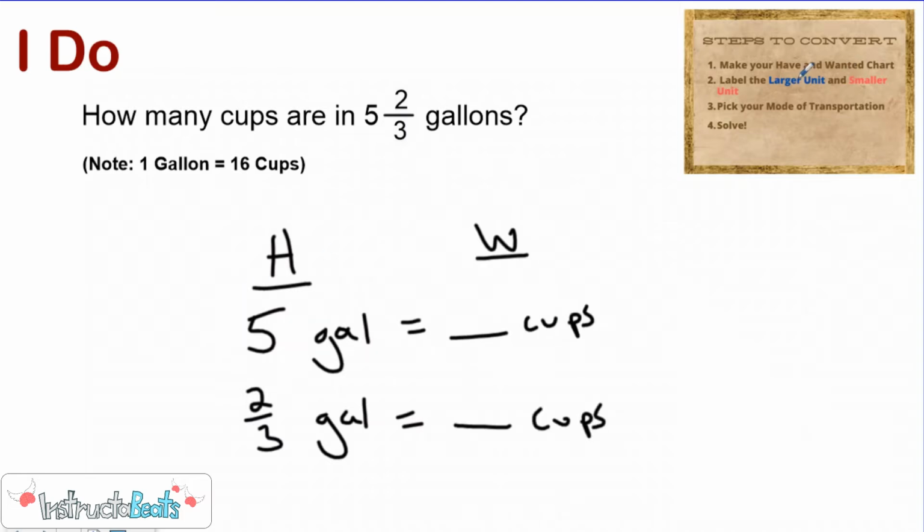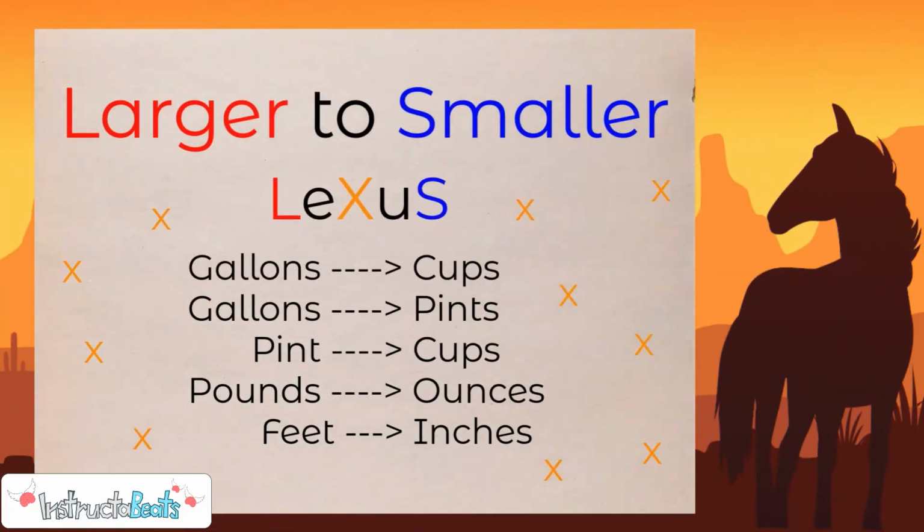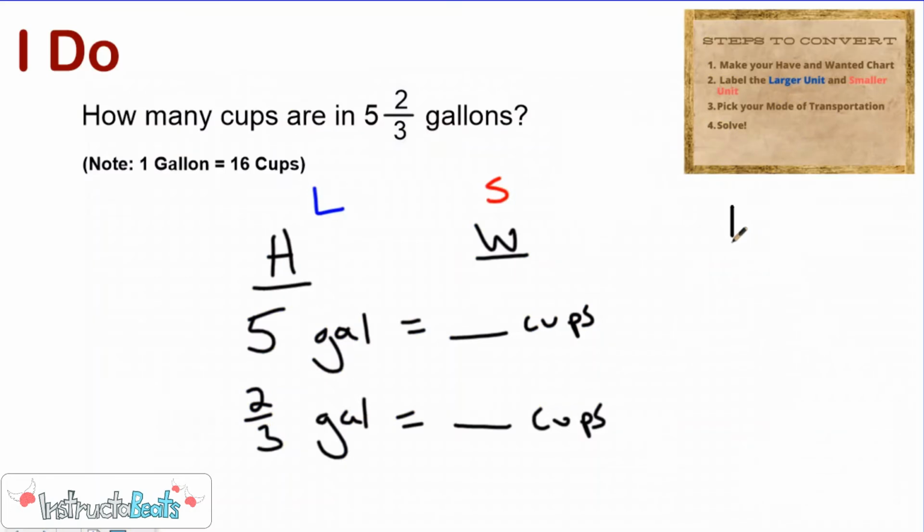So next we want to label our large unit and smaller unit. So 1 gallon would be bigger than 1 cup. So we're starting with our larger unit, and we're trying to turn that into our smaller unit. Larger to smaller means the Lex comes out. So because we're going larger to smaller, we are going to be taking our Lexus. We're going to be multiplying here.